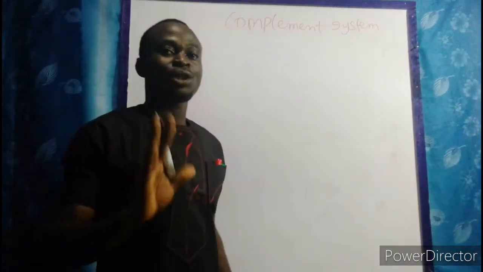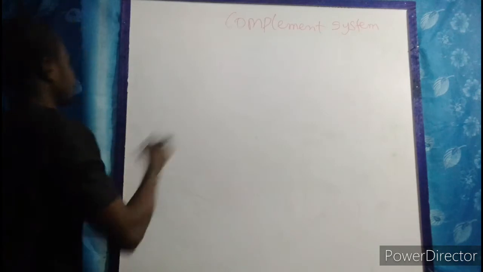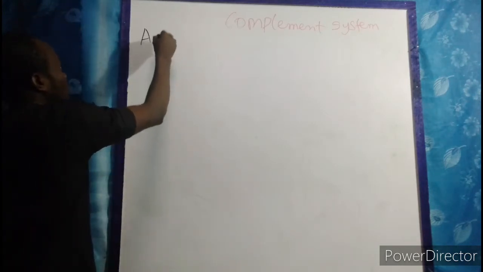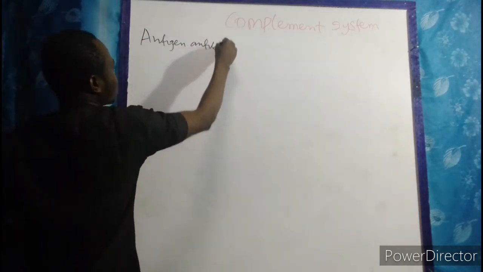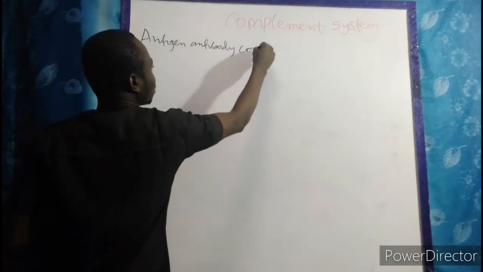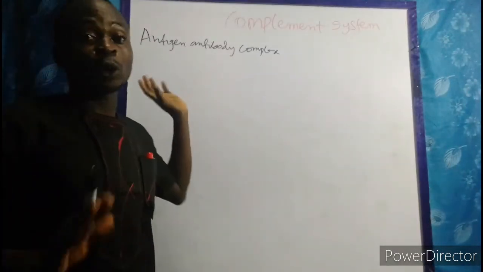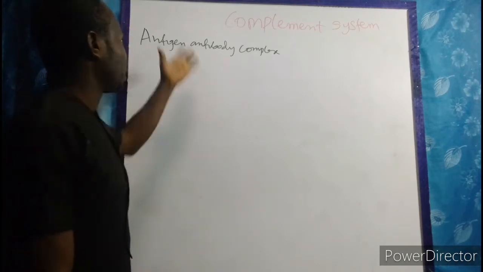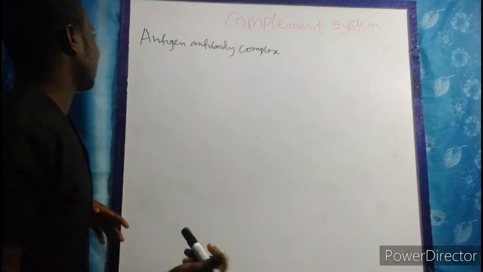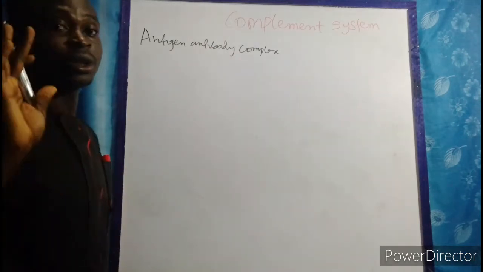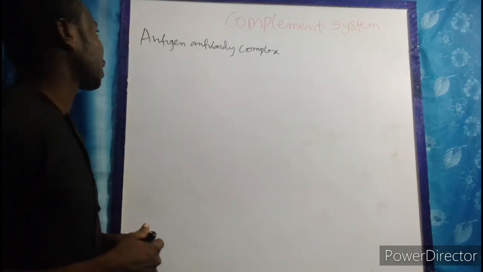The classical pathway is due to the reaction of antibody and antigen, forming the antigen-antibody complex. The antibodies involved are immunoglobulin G and immunoglobulin M. Immunoglobulin M is more potent, while immunoglobulin G has less effect. Of immunoglobulin G, only IgG1, IgG2, and IgG3 are involved.